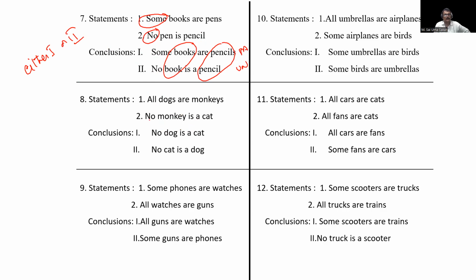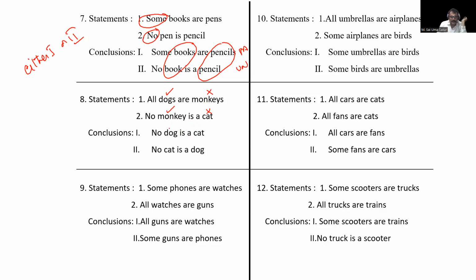Right? Now go to the 8th one. All dogs are monkeys. Some dogs are monkeys, some monkeys are dogs. Not there. No monkey is a cat. No cat is a monkey. Some cats are not monkeys, some monkeys are not cats. So that is also not valid. Now mediate inference. Here in the universal affirmative, subject is distributed, predicate is not distributed. Right? Monkey. Here monkey does not exist in the conclusion.